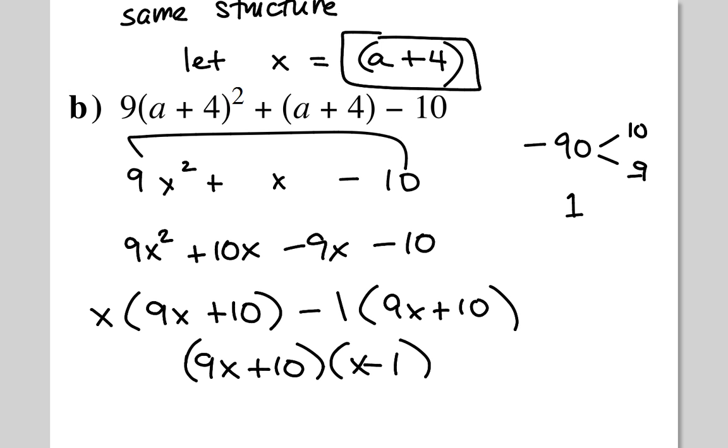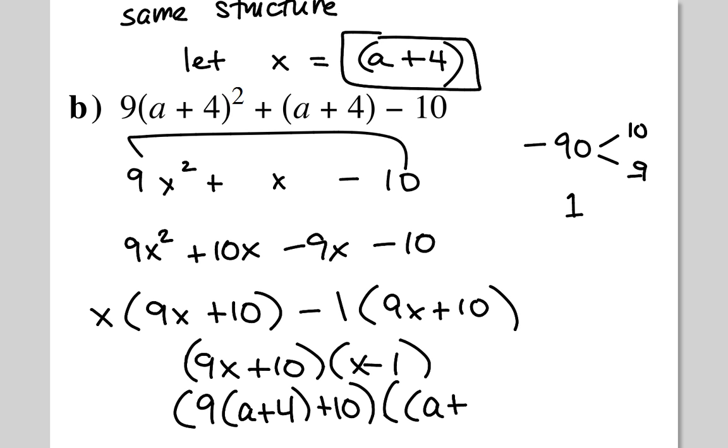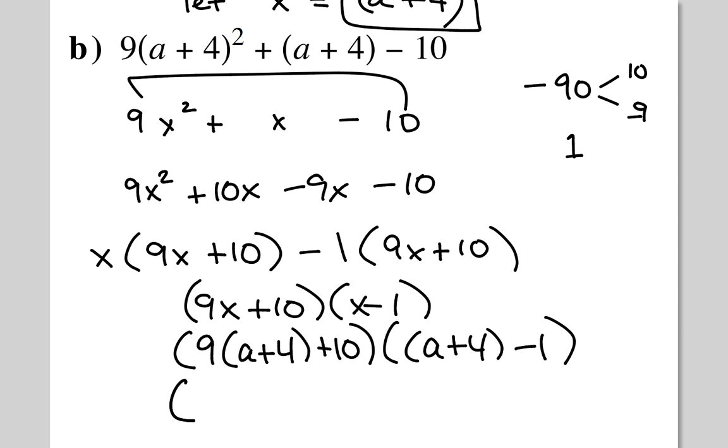So subbing in for x, I have 9 bracket a plus 4 plus 10, and x minus 1, so a plus 4 minus 1. Distributing and simplifying all in one step: 9a plus 36 plus 10. You okay with that? Now on the second one, I don't have to distribute anything. I just have to collect like terms. A 4 and a negative 1 give us positive 3.